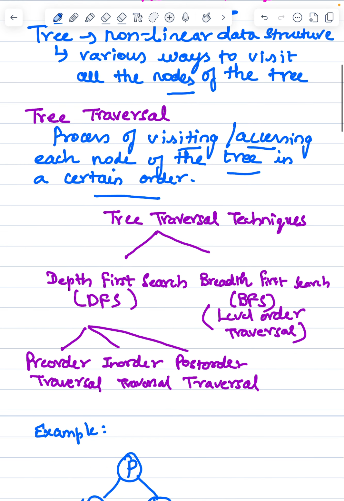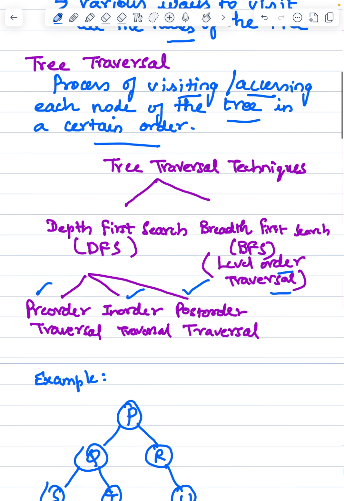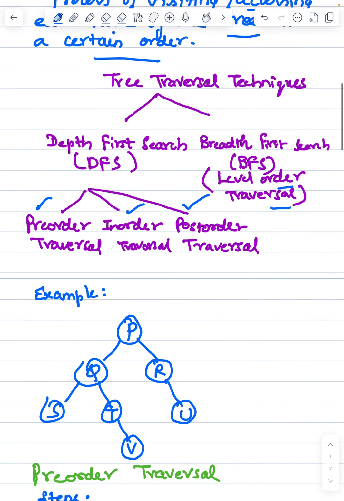We have different tree traversal techniques. So basically there are two categories. One is depth first, the other one is breadth first. Breadth first is also called level order traversal. When it comes to depth first, we have pre-order traversal, in-order and post-order. We'll discuss them one by one with examples.